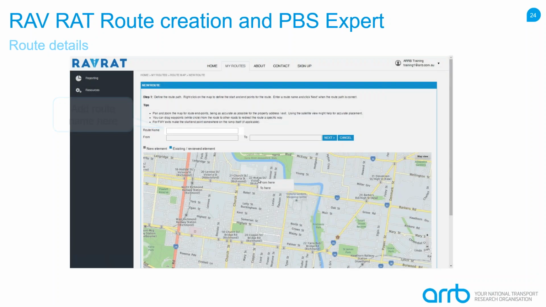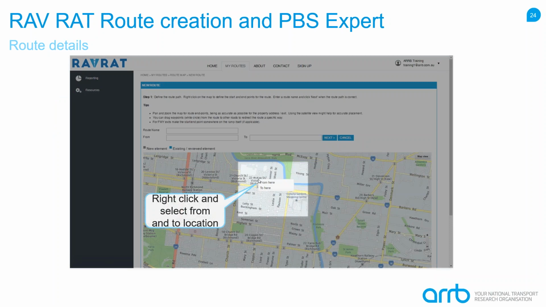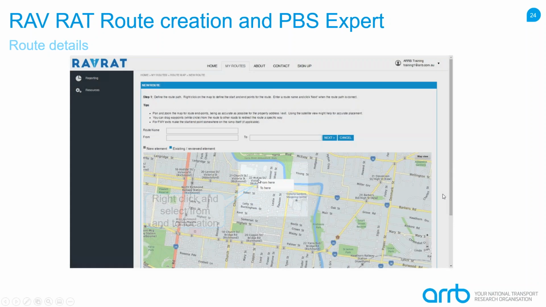So then we're going to start setting up our route. So what we do is we just simply right click on the map and then just select one of the from here or to here options. And that'll essentially pick the start and finish points for our route. So I'll just click through.